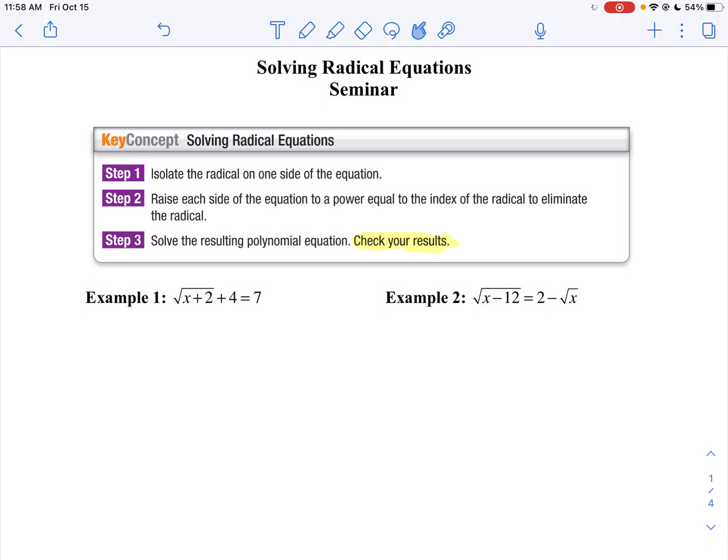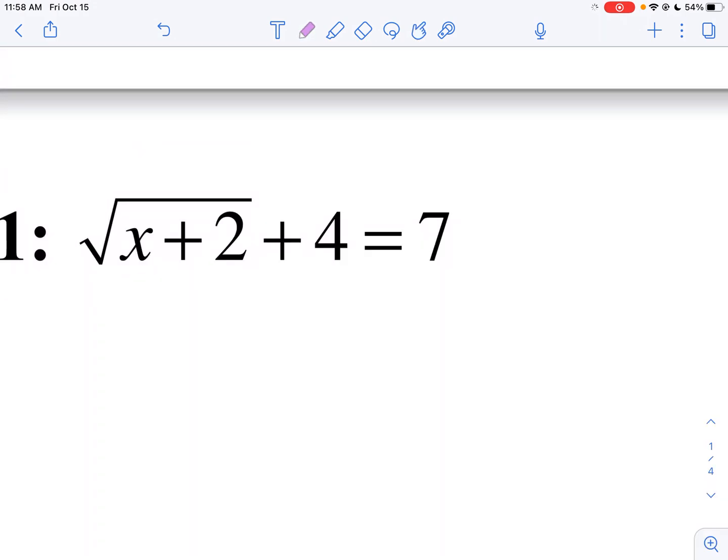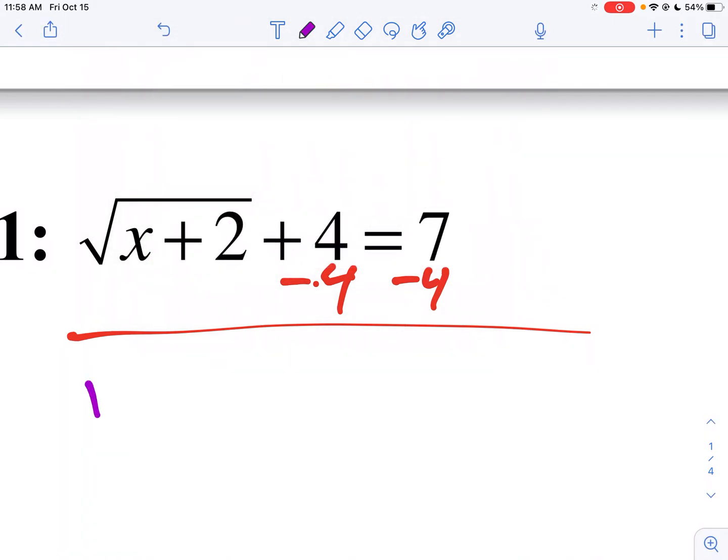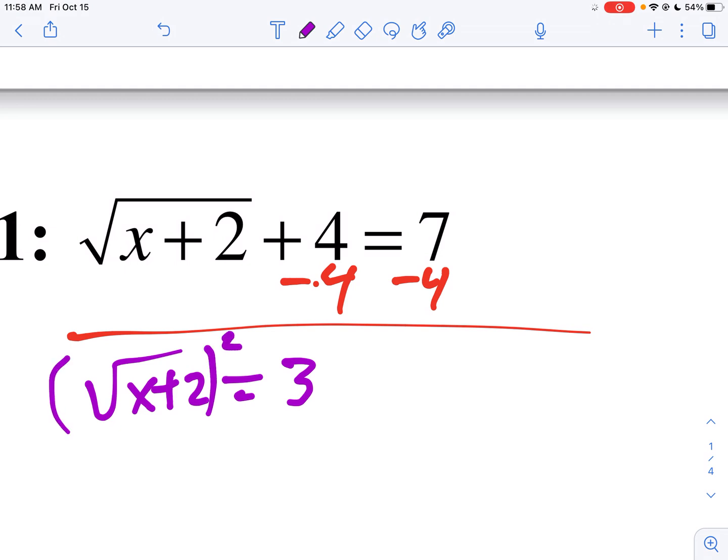First, I want to get the radical by itself. So we're going to subtract 4 from both sides. Then on the left-hand side we get the square root of x plus 2 equals 3. Now, let's get rid of the radical. Let's square both sides. The radical and the square undo each other, so you get x plus 2, and then 3 squared is 9.